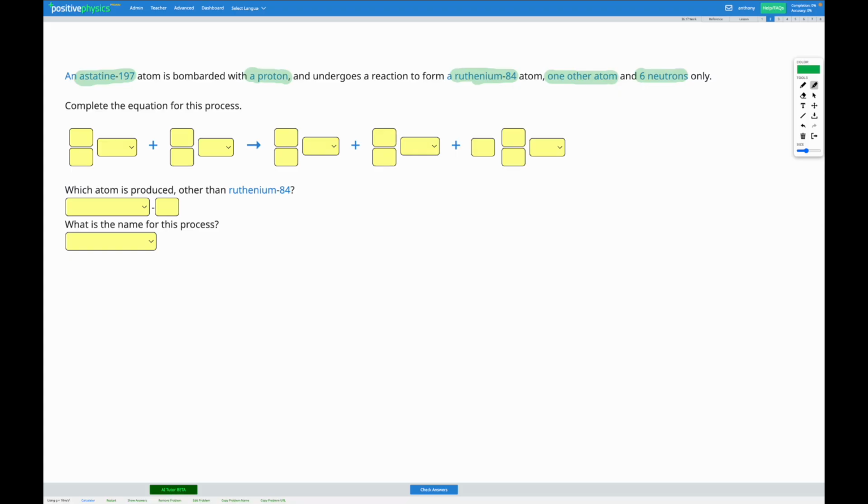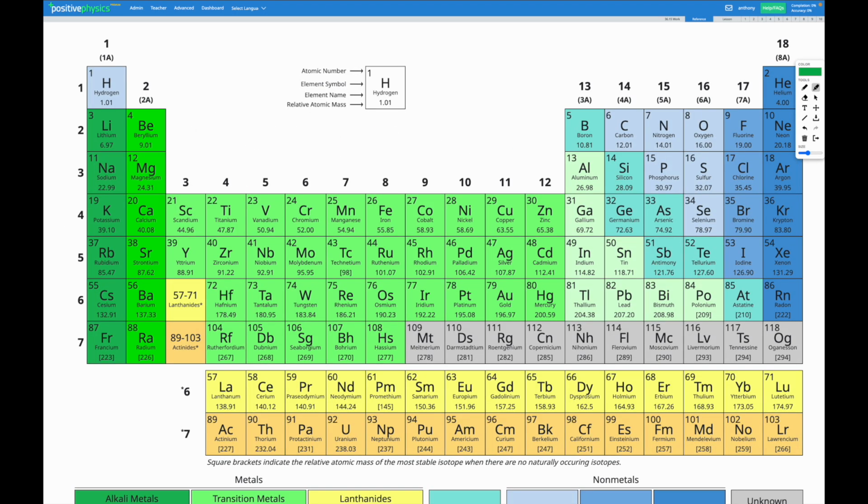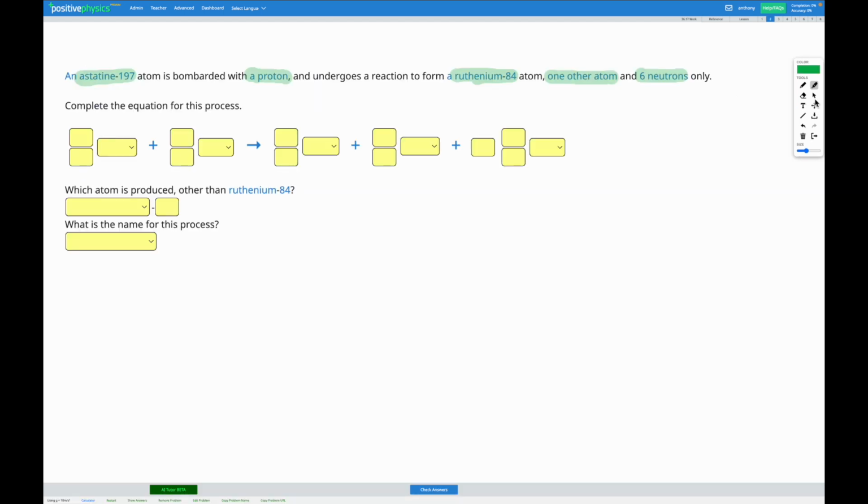We'll head to the periodic table. Here it is. Astatine has an atomic number of 85 and a symbol At. So our symbol is At and our atomic number was 85. We're told it's astatine 197. That's the mass number.